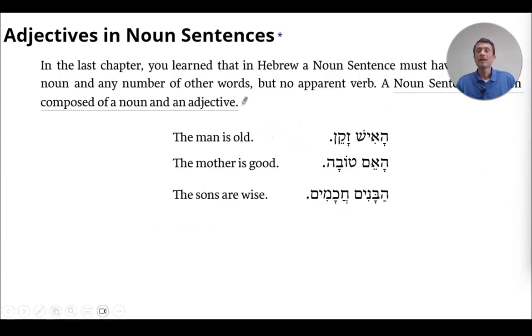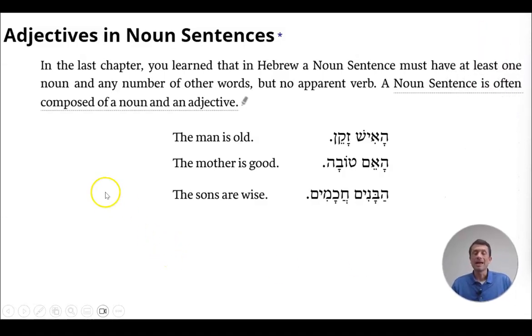Now, what if an adjective is used predicate? In English, we would call it a predicate adjective, or in this Hebrew textbook, it calls it a noun sentence. We just covered noun sentences in the last chapter. Well, you can use an adjective in a noun sentence. It can take the place of one of the nouns. And in that case, the adjective can either come before or after the noun it modifies.